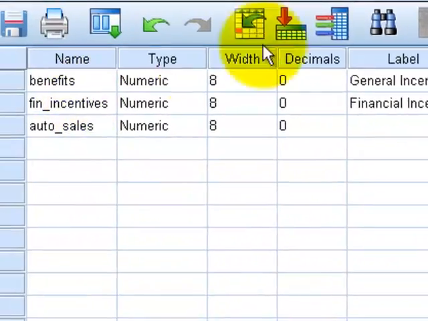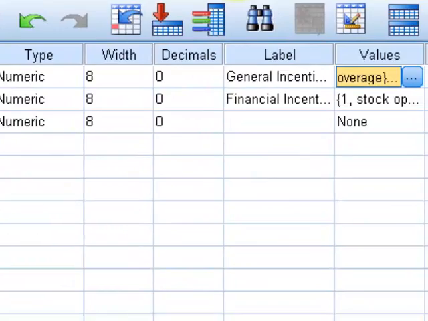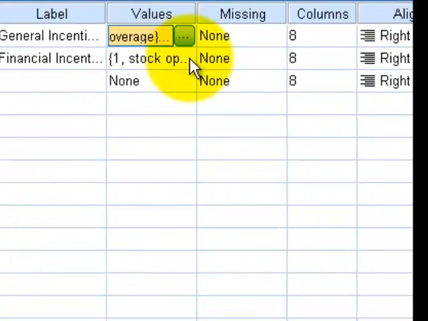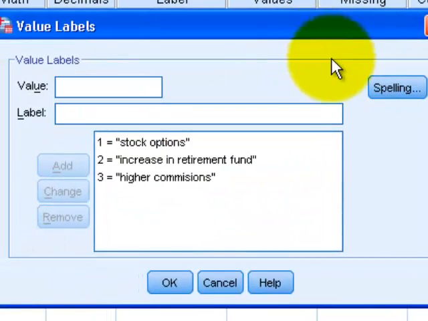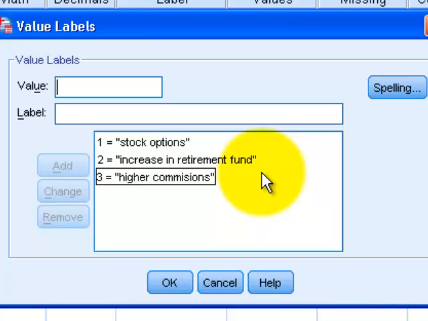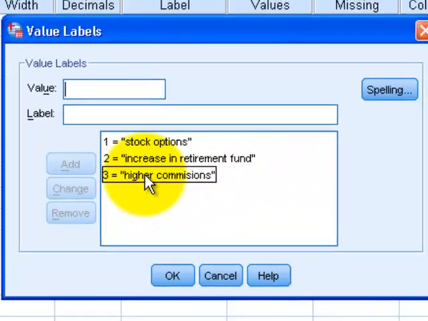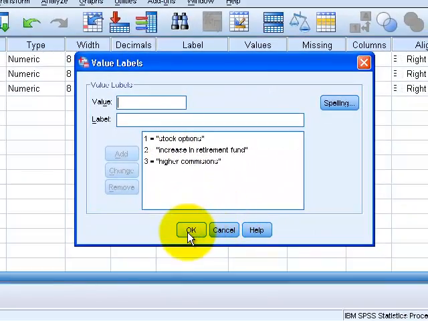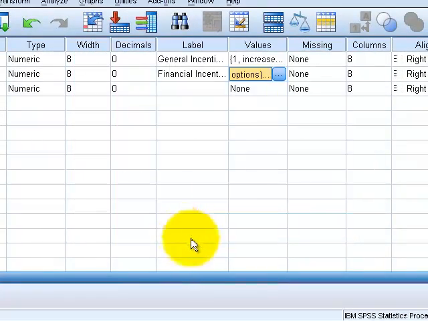And then for the financial incentives, that's your other IV, IV2 or IVB. You had to label its levels. So the first one was stock options, second one was more retirement fund, and the third one was higher commissions. Money, money, money. Does money walk or does money talk?